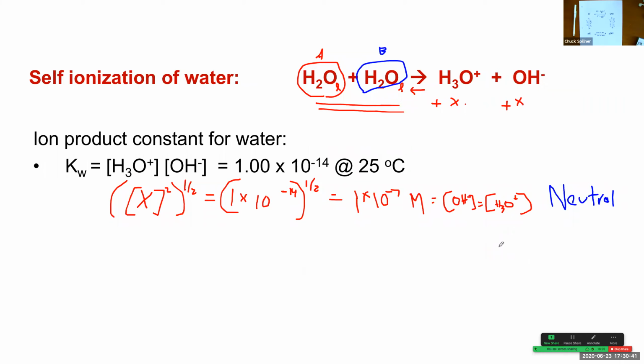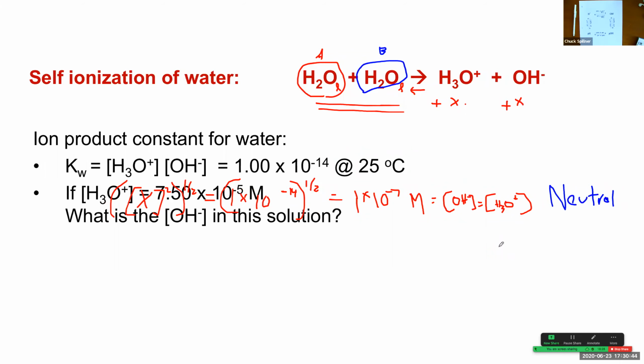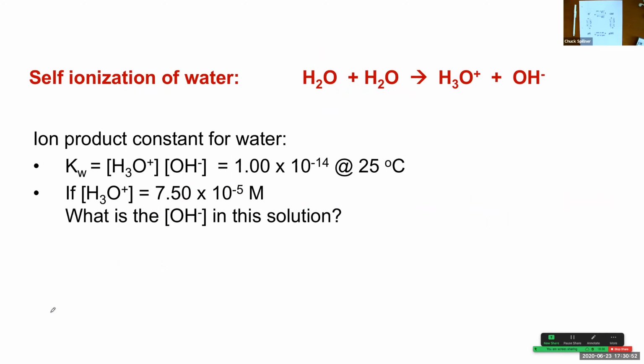So what else can we do with this equation? That's a little hard to see. Maybe I need to erase some stuff. So if H3O plus equals 7.5 times 10 to the minus 5th molar, what is the hydroxide concentration? So H3O plus is 7.5 times 10 to the minus 5. Is that greater or less than 1 times 10 to the minus 7? So let me go write down 1 times 10 to the minus 7.